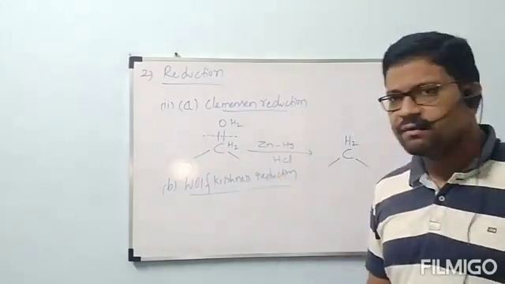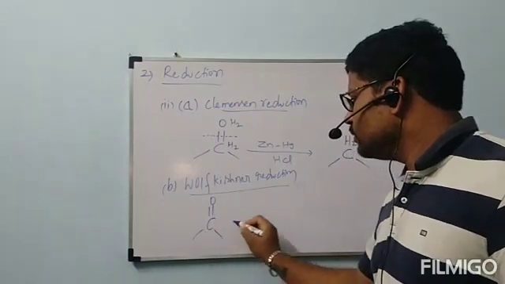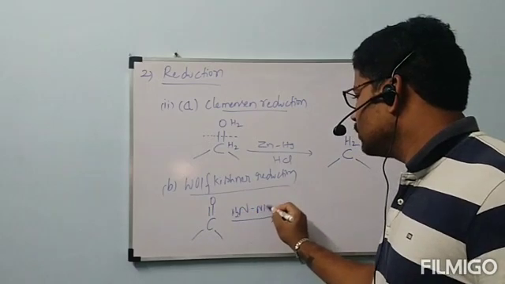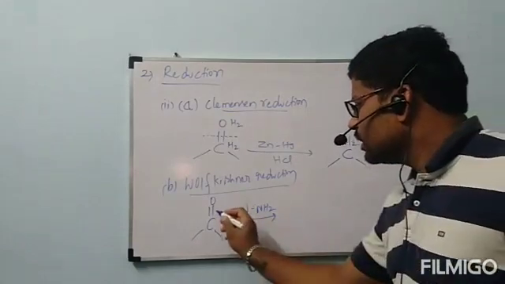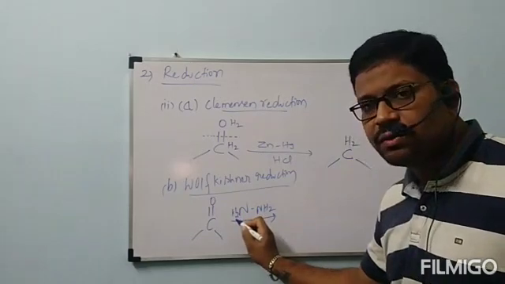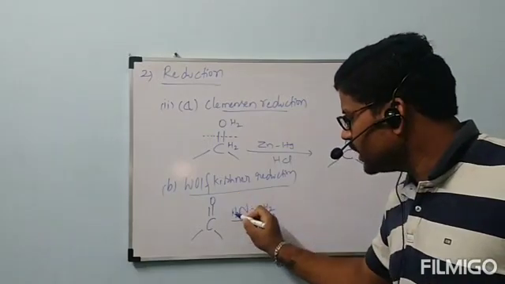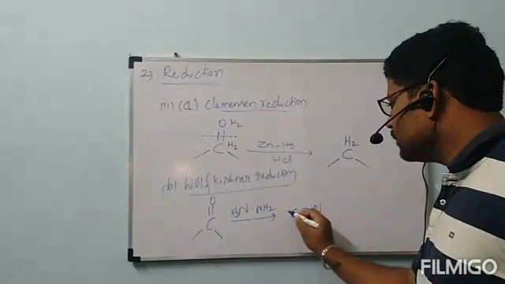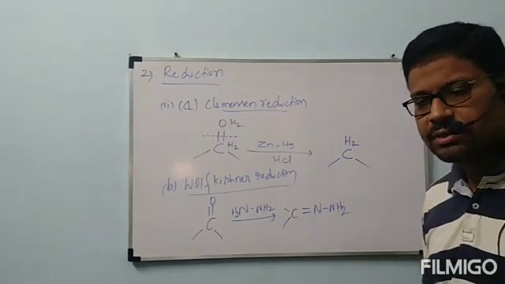Now under this Wolff-Kishner reaction, C double bond O reacts with H2N-NH2, hydrazine. The oxygen and two hydrogens will go out as H2O. This reaction we have already seen in ammonia derivatives. We will get C double bond N, NH2.